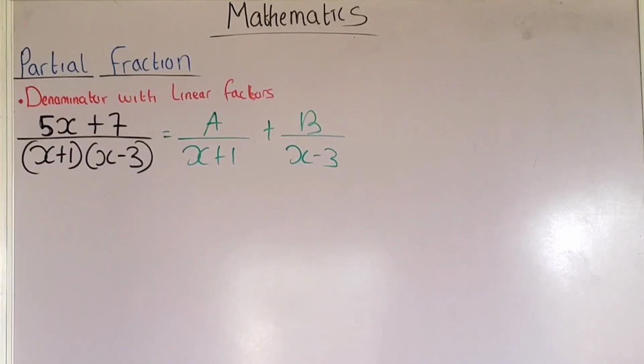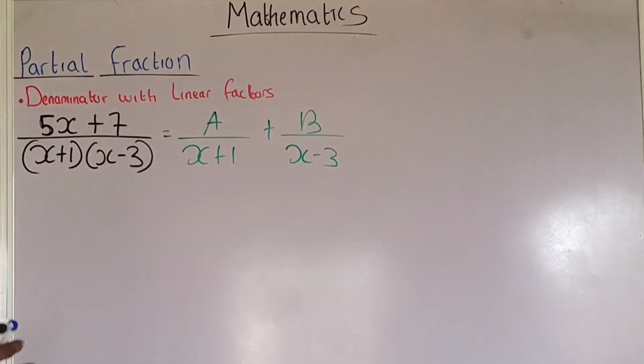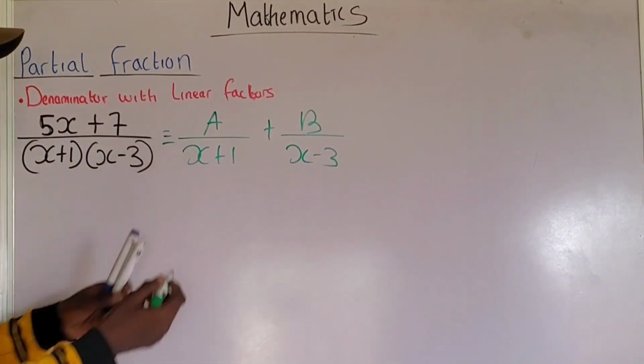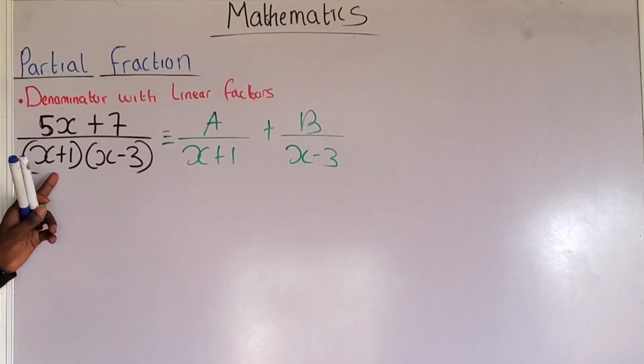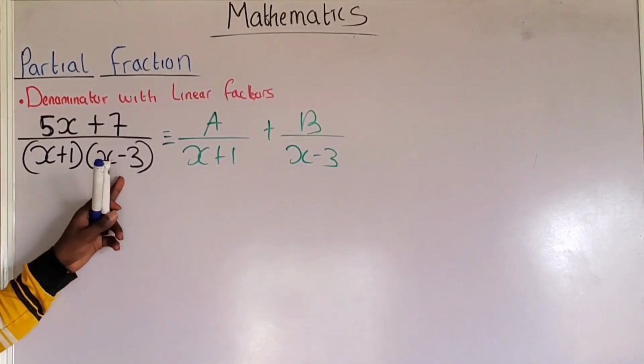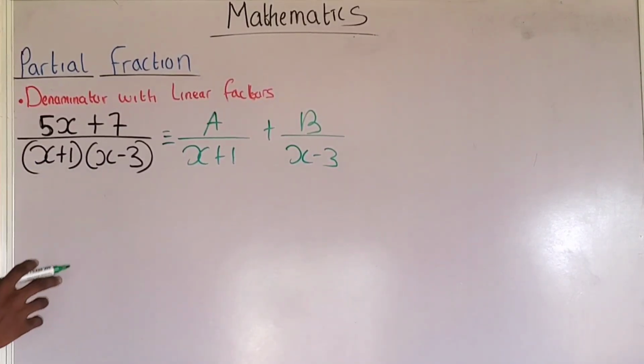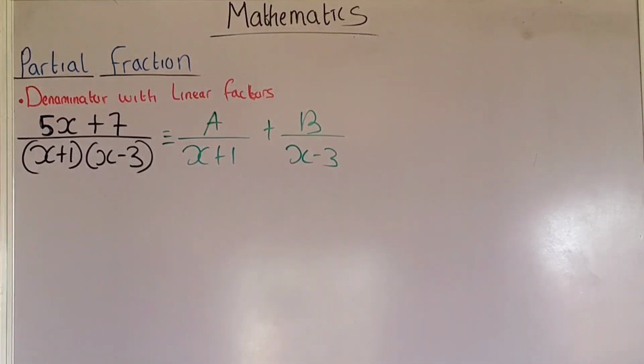Just pay attention. Now, for every partial fraction that has its denominator as linear factors, and in which there are two linear factors, you understand? The partial fraction will be resolved into something like this: A over one of the factors plus B over the other factor. What are the factors that we have? We have x plus 1 and x minus 3. Okay? So now, having done that, the next step is that you have to simplify.